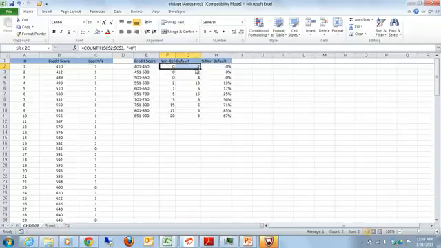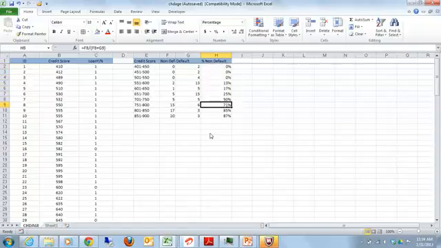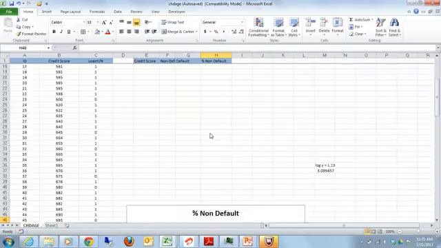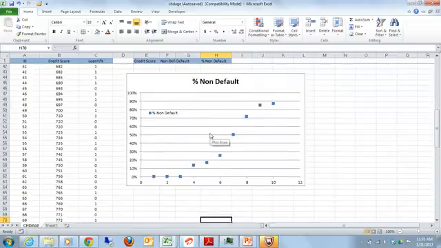Now, of course, rather than just looking at absolute numbers, I should be looking at percentages. So if I take a look at the percentage of non-default customers in each bucket, you can see that as the credit score increases, the percentage of non-default is increasing. And this is an intuitive result, right? The higher the credit score, the more likely they're not going to default. If I wanted to visualize this, I would end up with a chart that looks like this. I simply took the percentage of non-default against the buckets, and I end up with a chart like this.